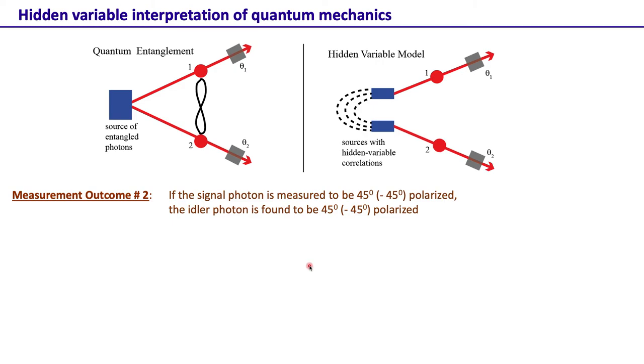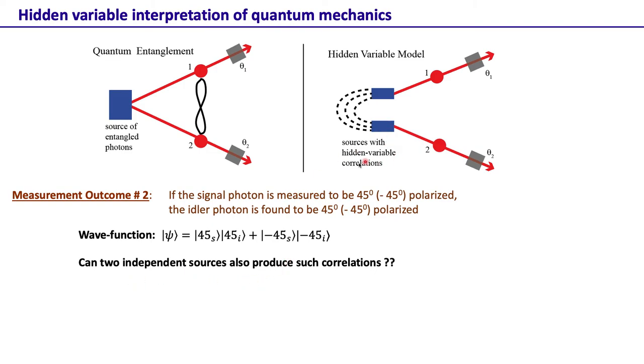If these are the measurement results reported by an experimentalist, then the question is whether quantum mechanics can explain this result. Of course, a wave function of this form, 45 45 plus minus 45 minus 45, would easily be able to explain this measurement outcome, because this is a superposition of these two photon terms. If you make a measurement, the system either collapses into this term or into that term. If it collapses into the first term, both the particles have 45 degree polarization. If it collapses into the second term, then both the particles are minus 45 degree polarized.